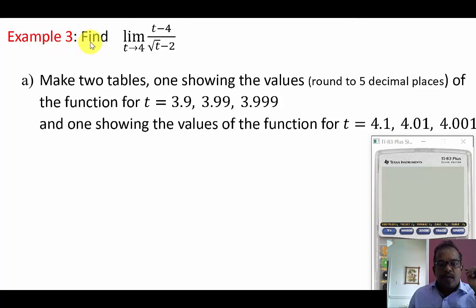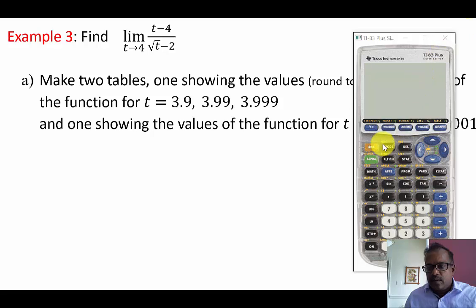Example 3. Find the limit as t goes to 4 of this function, basically using a table of values, going to 4 from the left, going to 4 from the right, and then we need to guess the limit. So let's make the table first, and I'm going to use a calculator to do that.